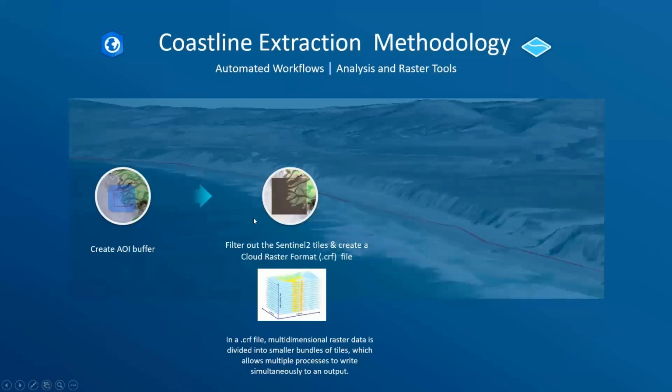And the second step is to filter out the Sentinel-2 tiles and create a cloud raster format .crf file. Basically, this file contains multi-dimensional raster data, divided into small bundles of tiles, which allows multiple processes to write simultaneously to an output.